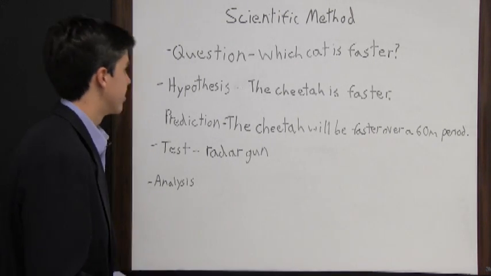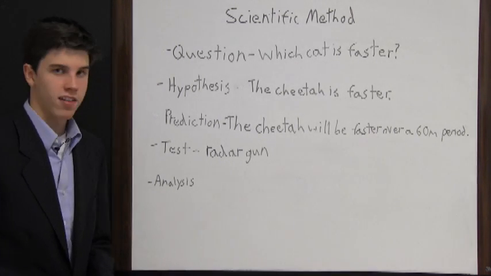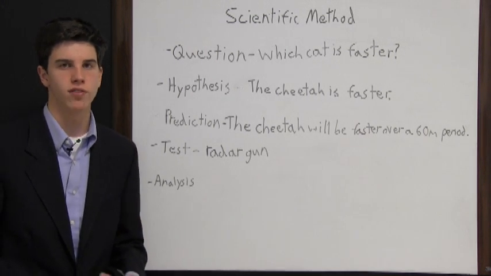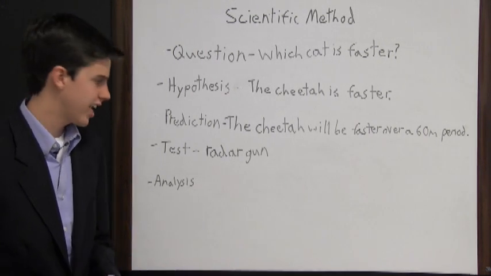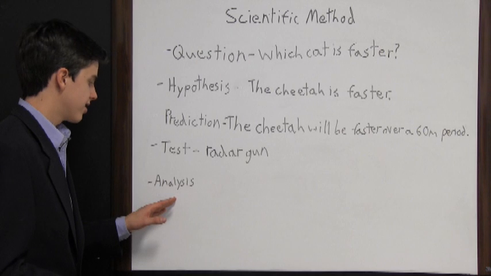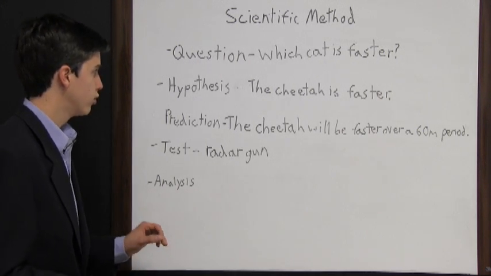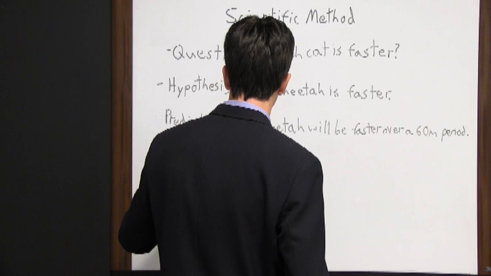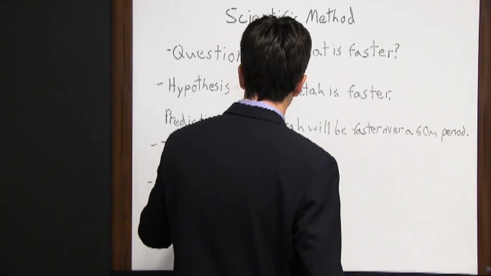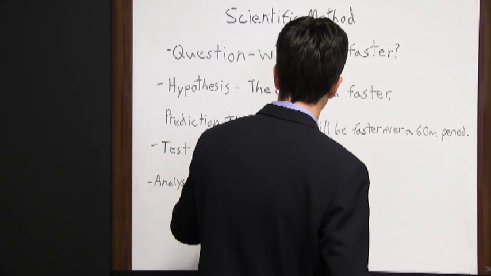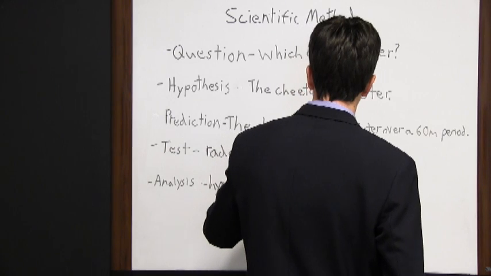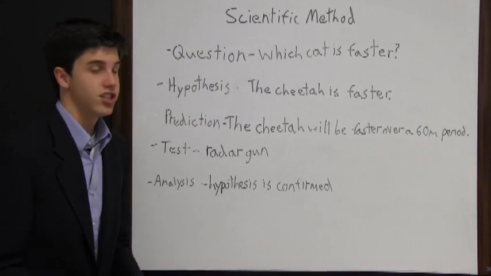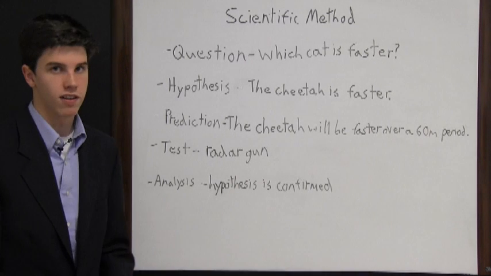Then comes the analysis portion of the scientific method. This is when the scientist looks at the results and decides whether they prove or disprove the hypothesis. So in this case, the analysis is going to prove and confirm the hypothesis. So I'm going to write here that the hypothesis is confirmed because the results of the experiment showed that indeed the cheetah was faster than the lion.